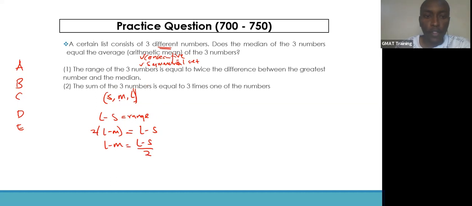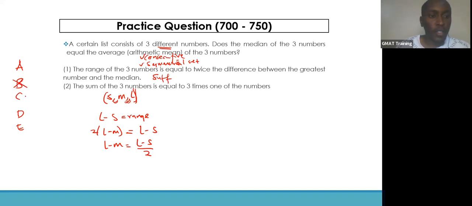So we have this sequence: S, M, and L, right? The distance between L and M, given by L minus M, equals the distance between L and S divided by 2. Therefore, this distance is half the distance between L and S, which means the other half is between S and M. And therefore we have consecutive integers, consecutive multiples, or a symmetrical set, because this distance here equals this distance here, and therefore S, M, and L are consecutive or symmetrical. All right, and therefore statement 1 is sufficient.